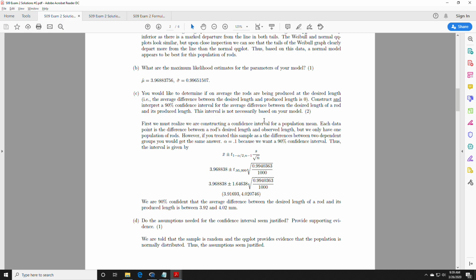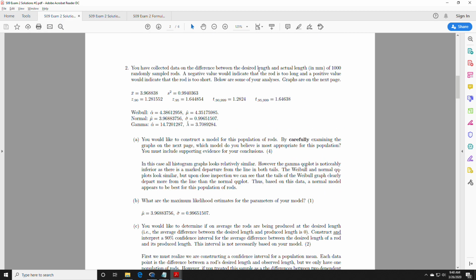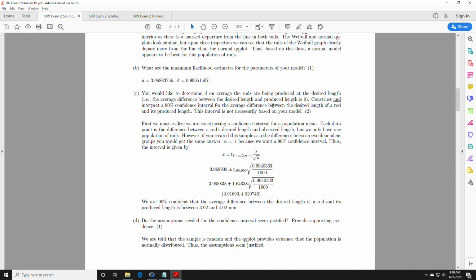So we want a 90% confidence interval for the average difference between the desired length of a rod and its produced length. Okay, so again, this is where we needed to realize that it's just a one sample problem. We're taking the difference, so we need to look for 0. In a way it's kind of like a 2 sample problem, but it's really only 1 sample. It's just the fact that each observation has been subtracted from the desired length, right? So if that interval goes away from 0, we have evidence that they're either being produced too short or too long.